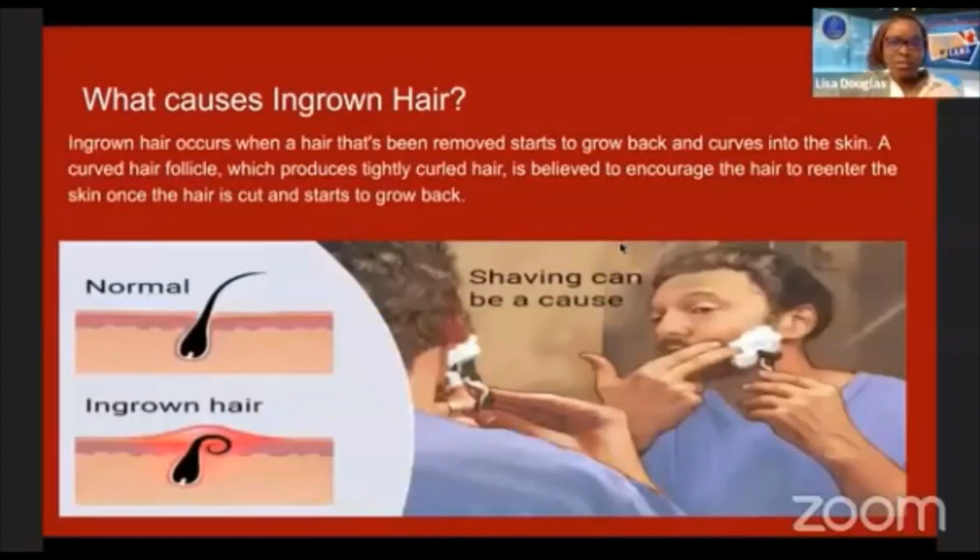So what are the causes of ingrown hair? Ingrown hair occurs when a hair that's been removed starts to grow back, as I stated before, and curves into the skin. A curved hair follicle, which produces tightly curled hair, is believed to encourage the hair to re-enter the skin once the hair is cut and starts to grow back.